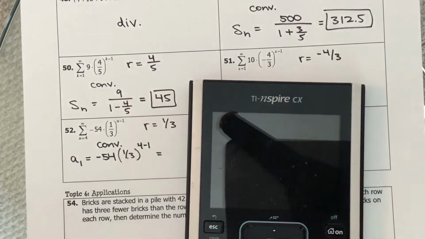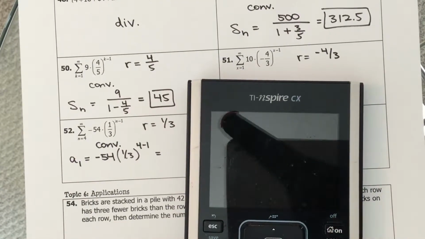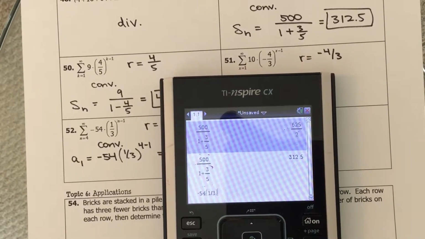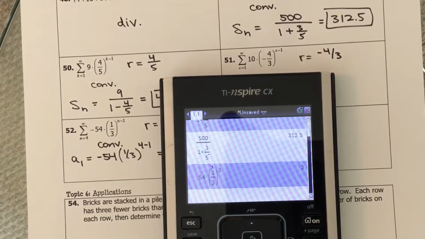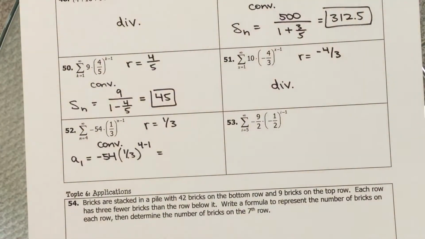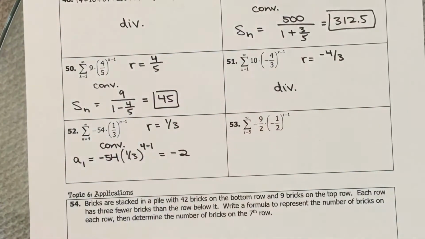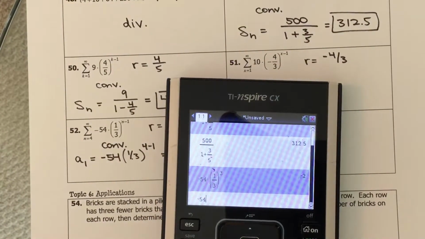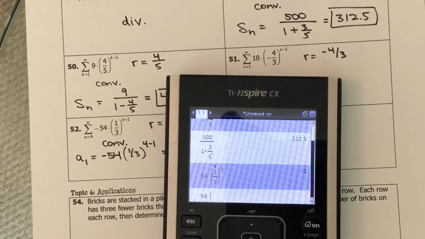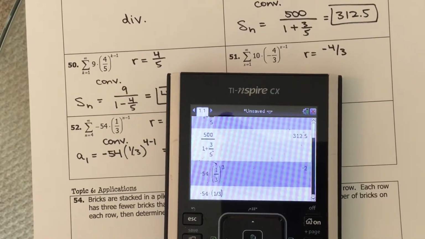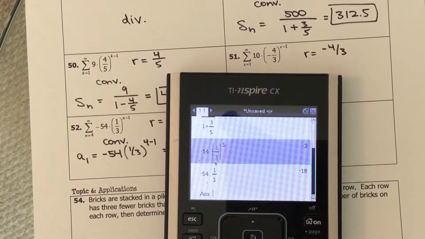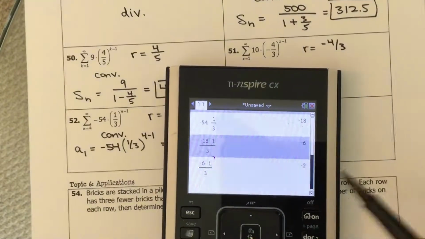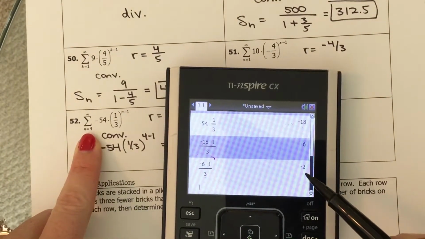All right, so we've got -2 for that value. Okay, so -2. So that's this one right here. So I can show you, like the very first one would be -54, and then you multiply that by 1/3. So that's the second term. That's the third term. And that's the fourth term. So the fourth term is where we actually want to start our sum here.